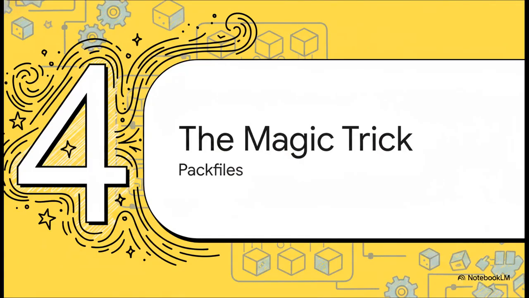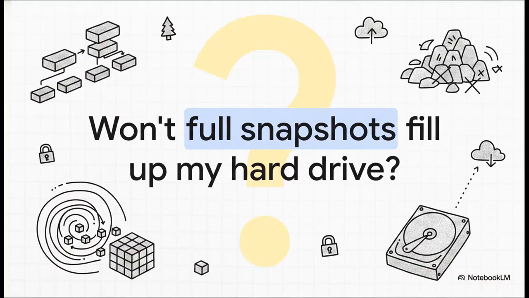Section 4, the magic trick. Packfiles. Now, you might be wondering, if Git is storing a full snapshot of the project on every single commit, and your project has thousands of commits, why isn't your Git folder taking up terabytes of space? How could this snapshot model possibly be space efficient?